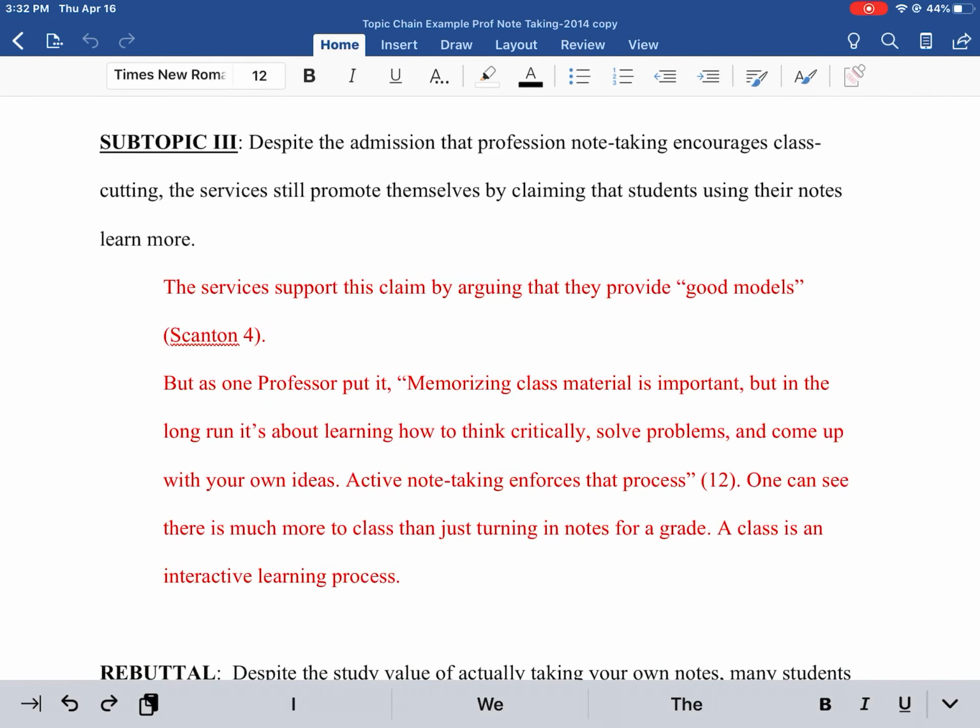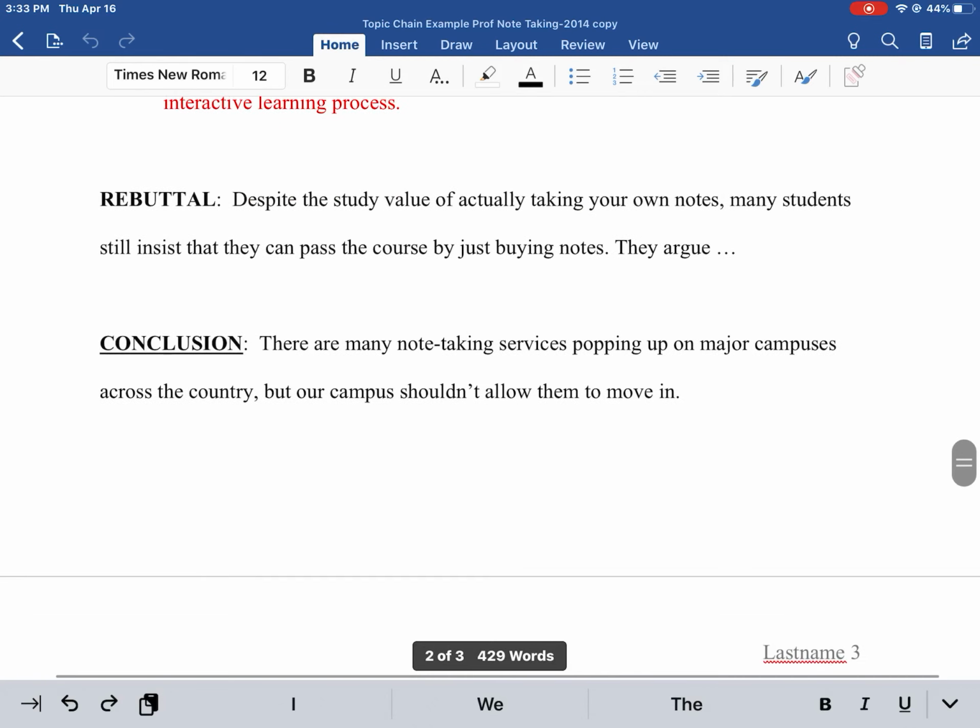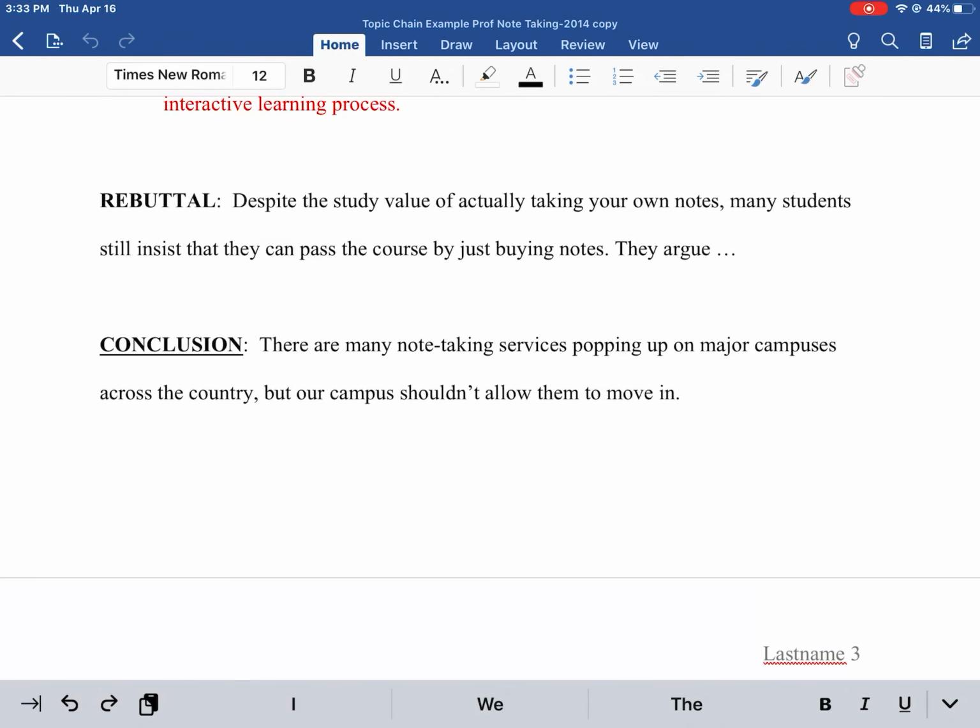Topic sentence 3, transition. Despite the admission that professional note-taking encourages class cutting, the services still promote themselves by claiming that students using their notes learn more. And then more evidence, then a rebuttal. Despite the study value of actually taking your own notes, many students still insist they can pass the course by just buying notes. They argue this. Now I'm going to be sure and rebut or argue against that, and I'm not going to let it leak into my conclusion or change my mind. I'm going to stay strong.